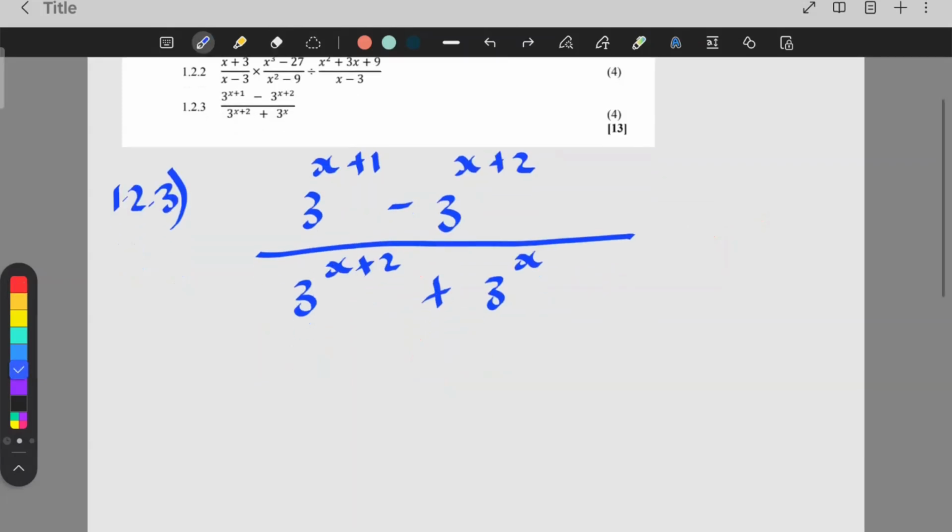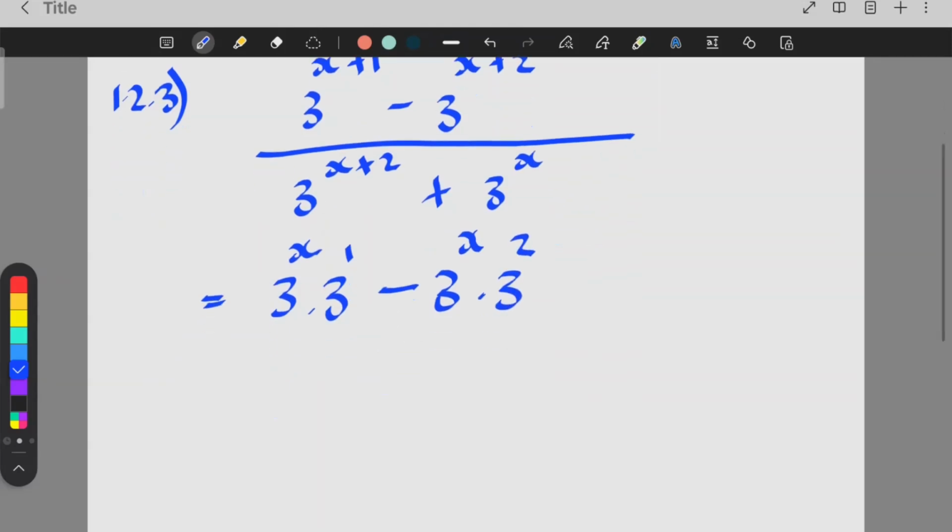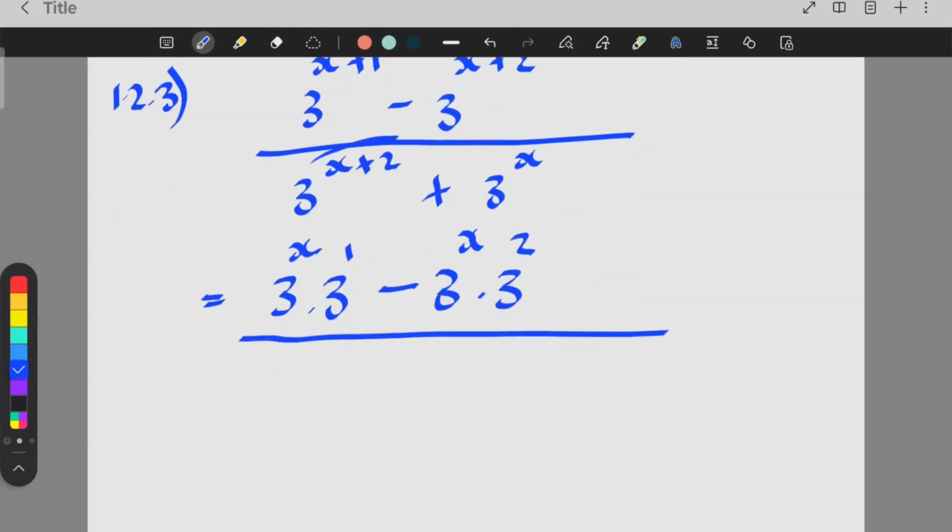Before we factorize, I'm going to break it up first. So do you see this term? I'm going to break it up as 3 to the x times 3 to the 1 minus. This one I'm going to break up as 3 to the 2. Then over this one I'm going to break up 3 to the x, 3 to the 2, plus 3 to the x.